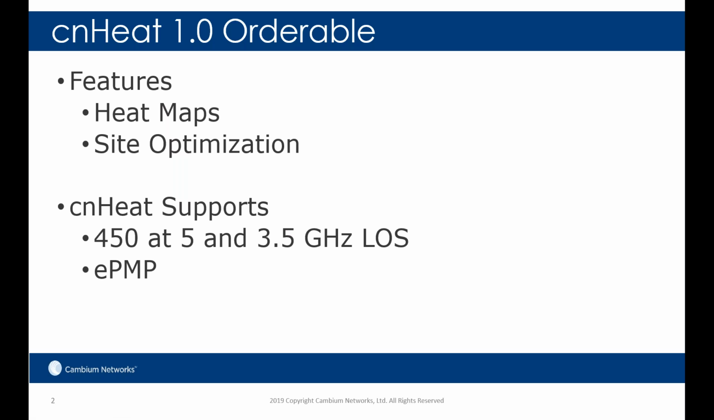cnHeat is orderable today, and we have two main features. We have a heat map, and I'll give a demonstration for that, and then we can optimize sites, and I'll explain what site optimization is. cnHeat supports 450 at 5 and 3.5 gigahertz line of sight ePMP.